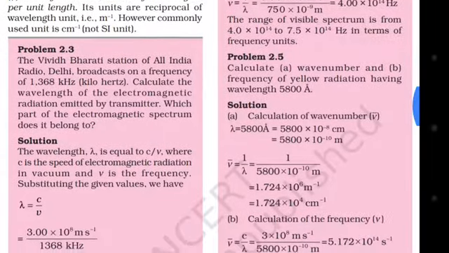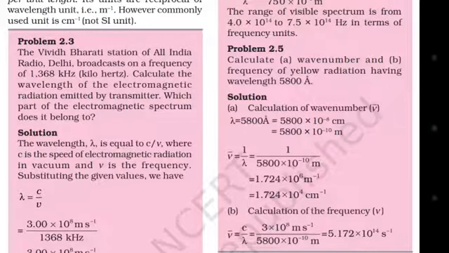Problem 2.5. Calculate A, the wave number, and B, the frequency of yellow radiation having wavelength 5800 angstrom. This is the symbol of angstrom. Solution. A, calculation of wave number, nu bar.